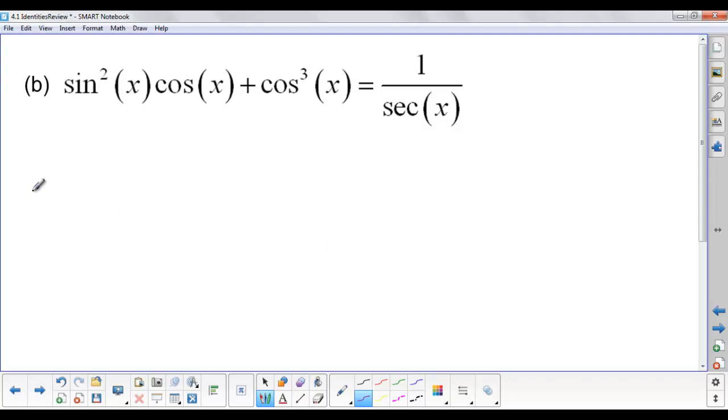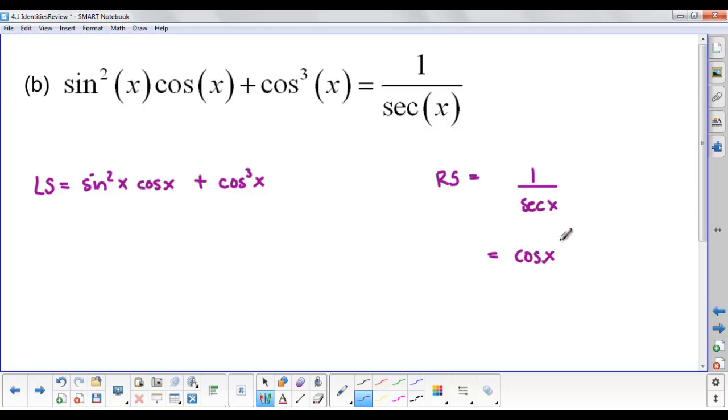Again, we work separately with the left side and the right side, which is 1 over secant x. The right side is very simple. 1 over secant x is really just cos x, so the right side is now in simplest form.